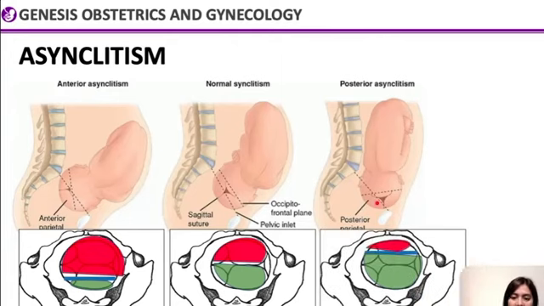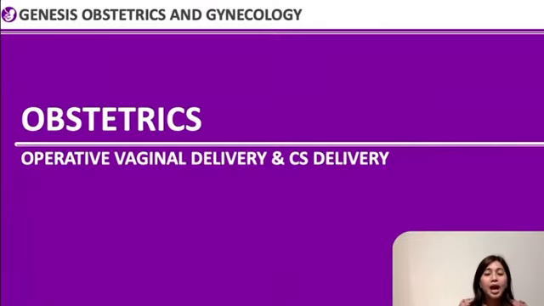So, posterior asynclitism is the opposite of anterior asynclitism. Your sagittal suture is deflected more towards the symphysis pubis such that your posterior parietal bone is the one presenting to you. Okay, I hope that's clear. So that is one of the scenarios by which a multigravid patient who previously had a normal delivery develops dysfunctional labor. The patient may be asynclitic.